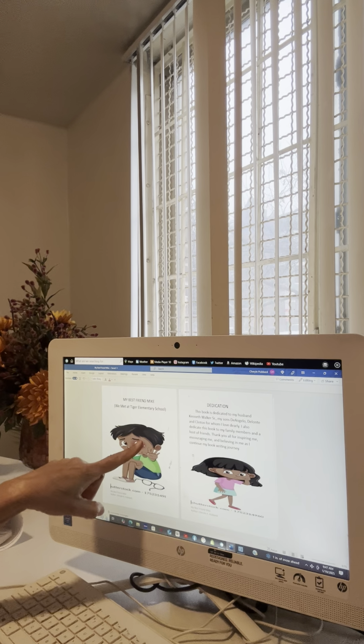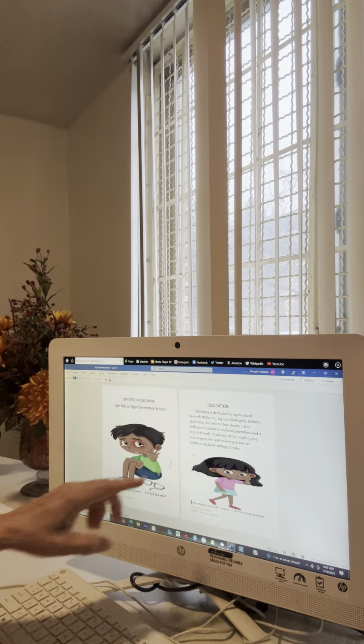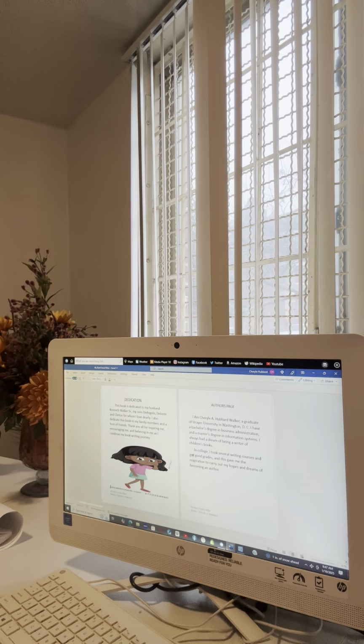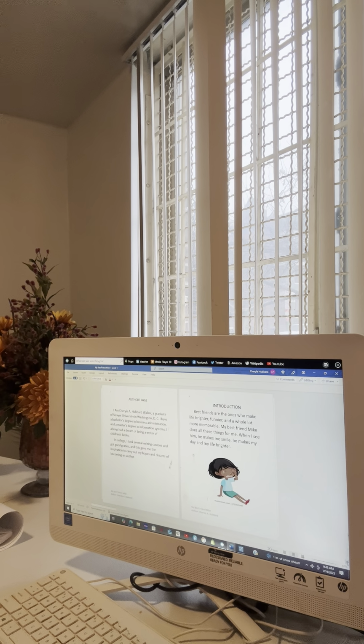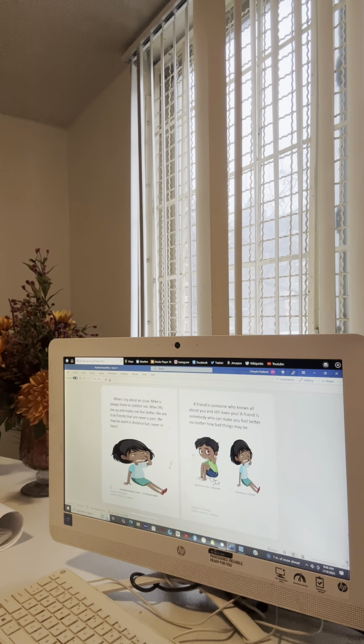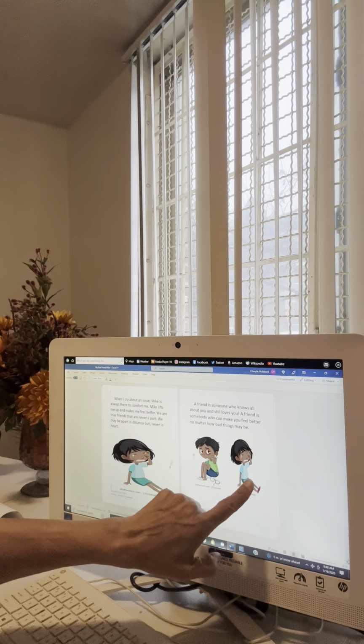So this is the cover page. Then I have my dedication page. And I like to put the little pictures, cartoon pictures in all my little books, all my little children's books. And then we have the author's page, introductory page, and all that is part of the introduction. You see how I chose my little cartoon character.